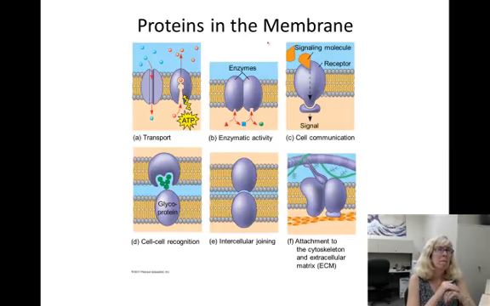Membrane proteins have many different shapes and functions. Some are transporters or act as enzymes or are receptors like this one, or recognize other cells or hold cells together or attach the membrane to the extracellular matrix. And you'll see several examples of those in this lecture and the ones near it.